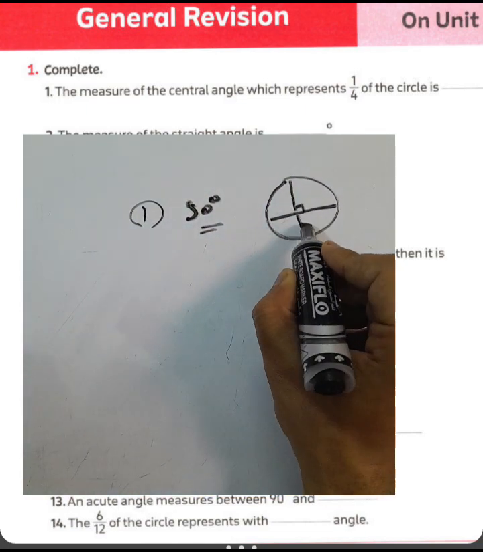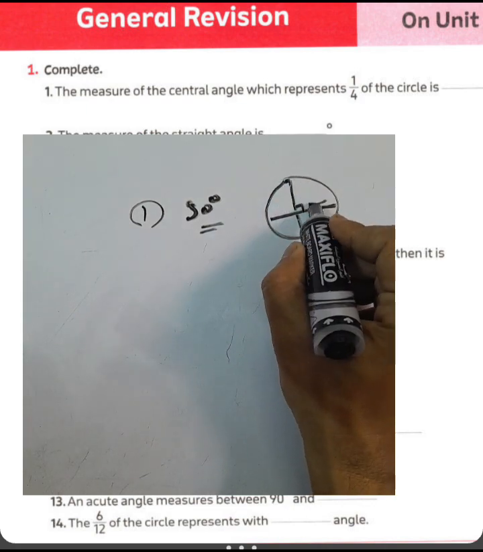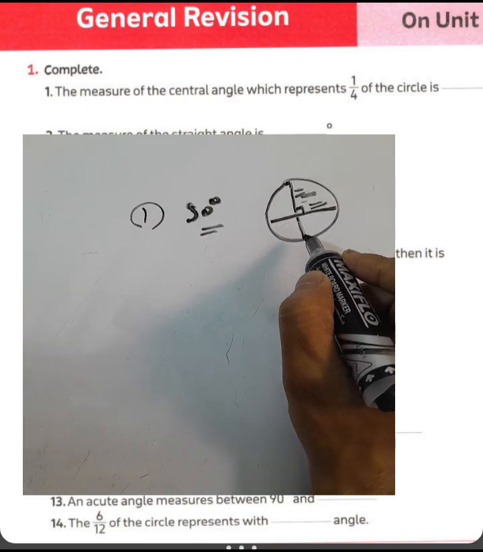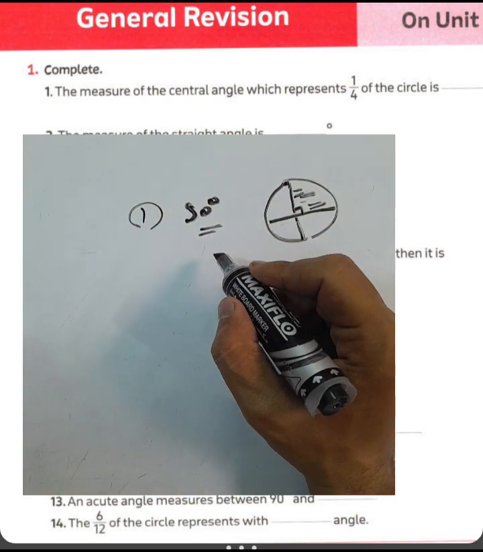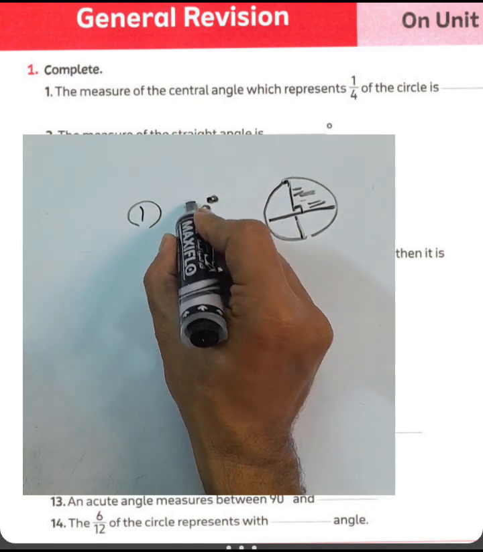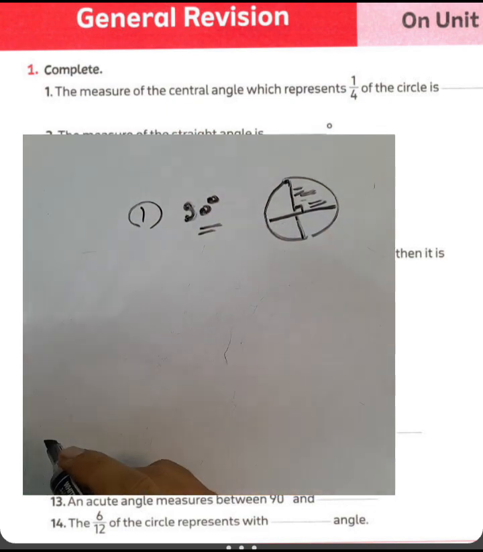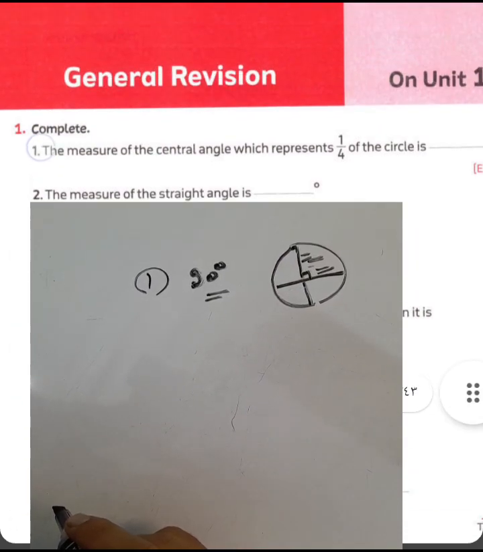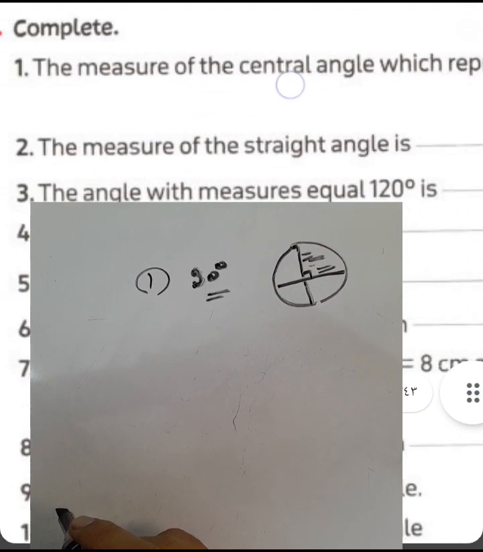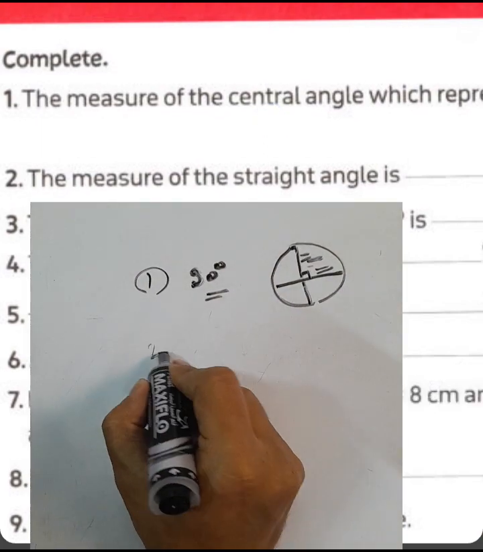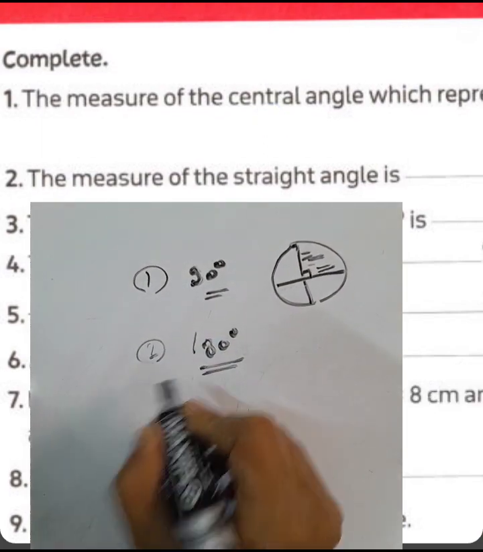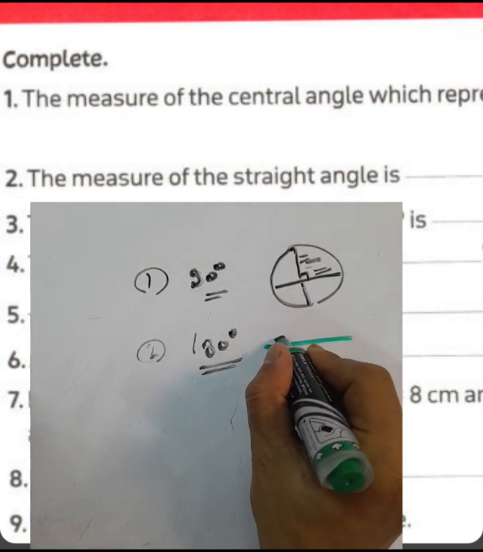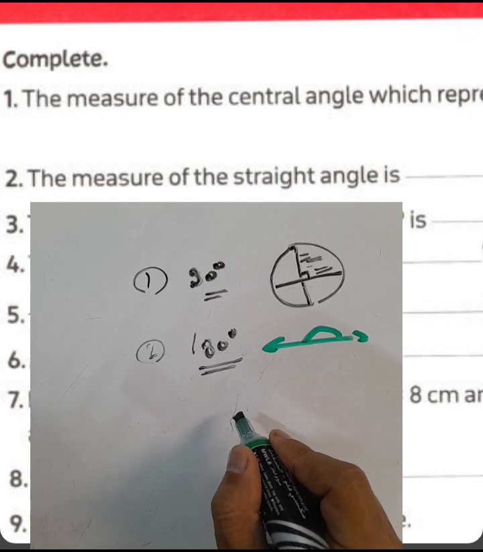The measure of this central angle will be a fourth of 360. The result will be 90 degrees. Okay, write 90 in the space. Question number 2, the measure of a straight line will be 180. The measure of a straight line will be 180 degrees.